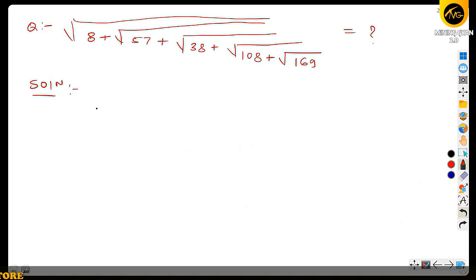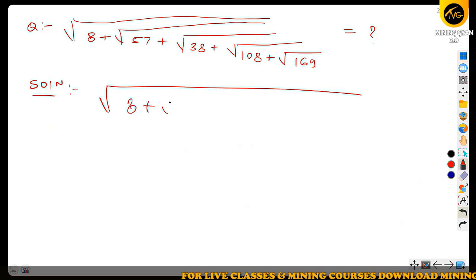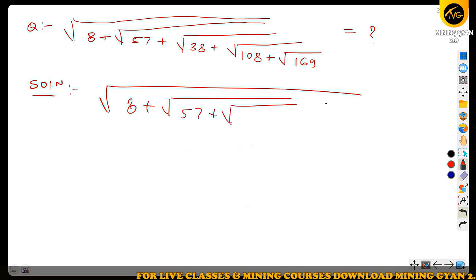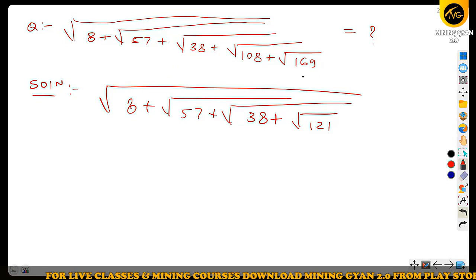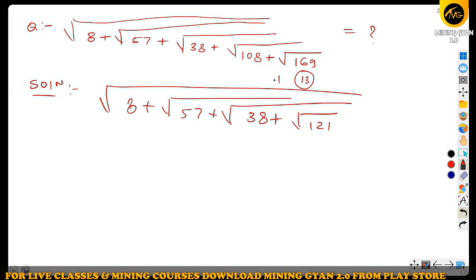Monica, 4. Anyone else? Again, the answer is 4. Okay, 169 is the square of 13. So 13 plus 108, that means 121. Now root over 8, root over 57 plus root over 38 plus root over 121. This is the root value of 13 plus 108, that means 121. Now again 121 is the square of 11, that means 11 plus 38.